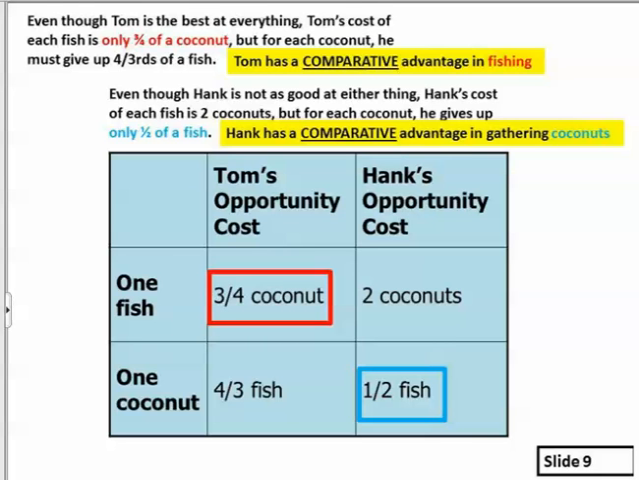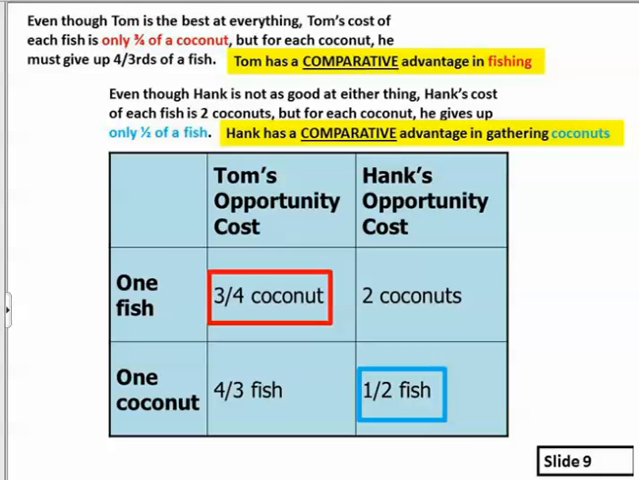So we find that Hank, although he's not nearly as good as Tom is at doing either thing, does have a lower marginal opportunity cost of getting coconuts. So therefore he has a comparative advantage in getting coconuts, and he should specialize in that. While Tom, who has absolute advantage in everything, has a comparative advantage over Hank in getting fish, and therefore he should specialize in getting the fish.